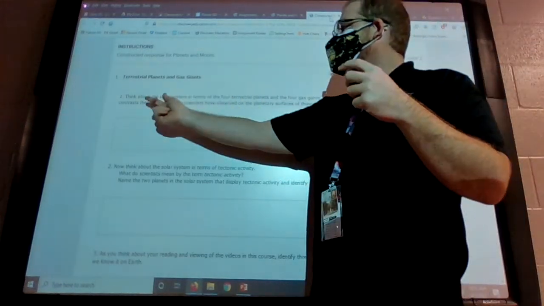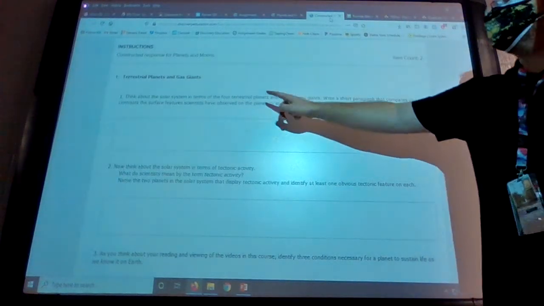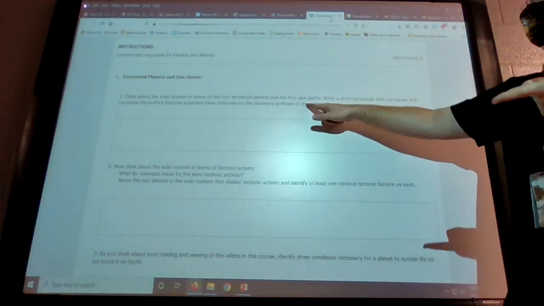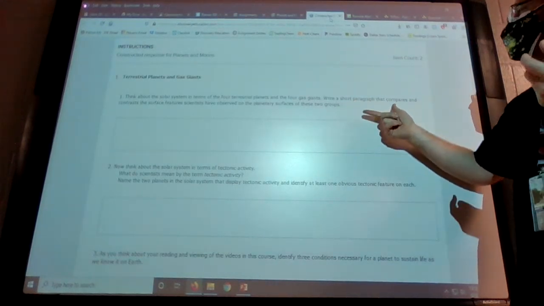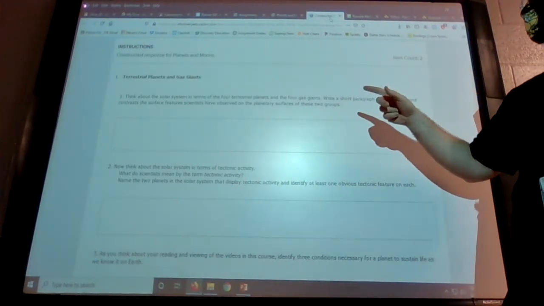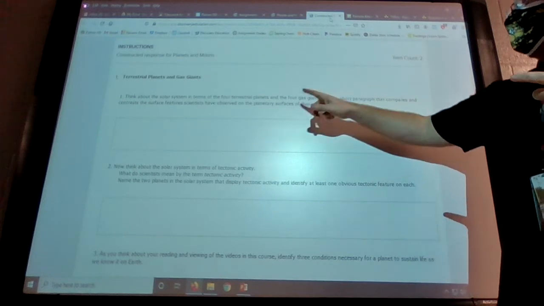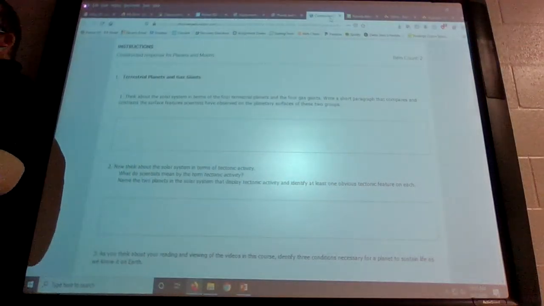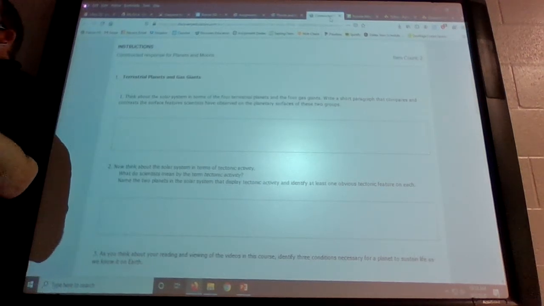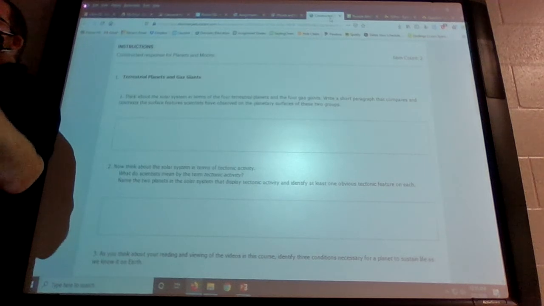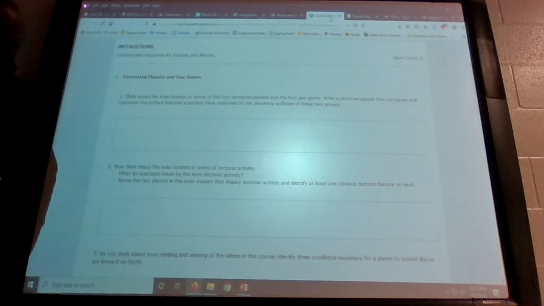So the first one asks about the solar system in terms of the 4 terrestrial planets and the 4 gas planets. Write a short paragraph, and short is fine, that compares and contrasts the features that scientists have observed and their surface features. So what's the difference between the 4 inner planets and the 4 outer planets? Gas giants and solids. Yeah, the inner ones are small and rocky and hard and more dense. The outer ones are big and gaseous and less dense.